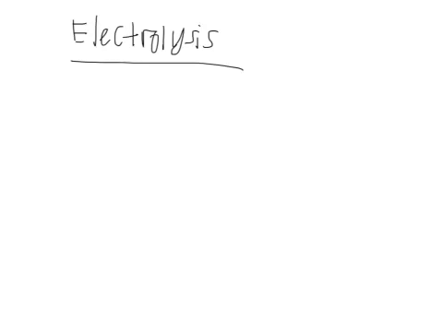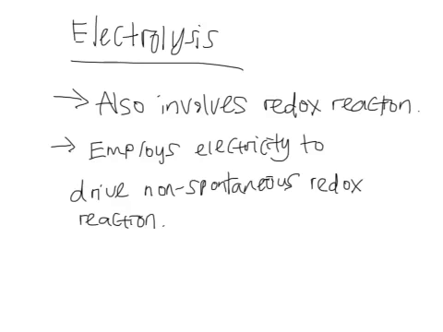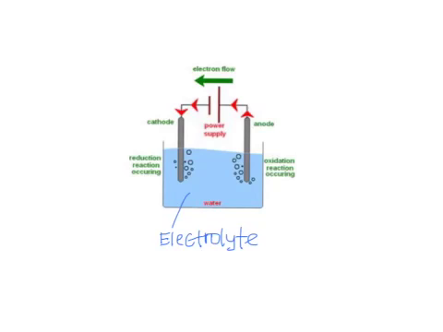In the galvanic cell, redox reactions happen spontaneously. It happens on its own. But in electrolysis, it's a different story. In electrolysis, yes, although it involves redox, it is non-spontaneous. Therefore, electrolysis employs the usage of electricity to drive non-spontaneous redox reactions to take place.